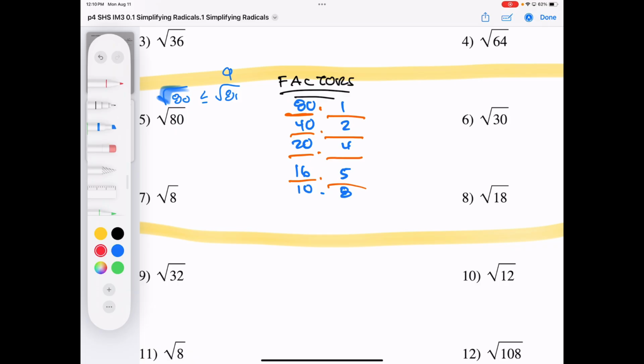Class, what shape am I drawing? A perfect square. Oh, that's why you teach us, mister. Oh, yes. My goodness. Okay, look.